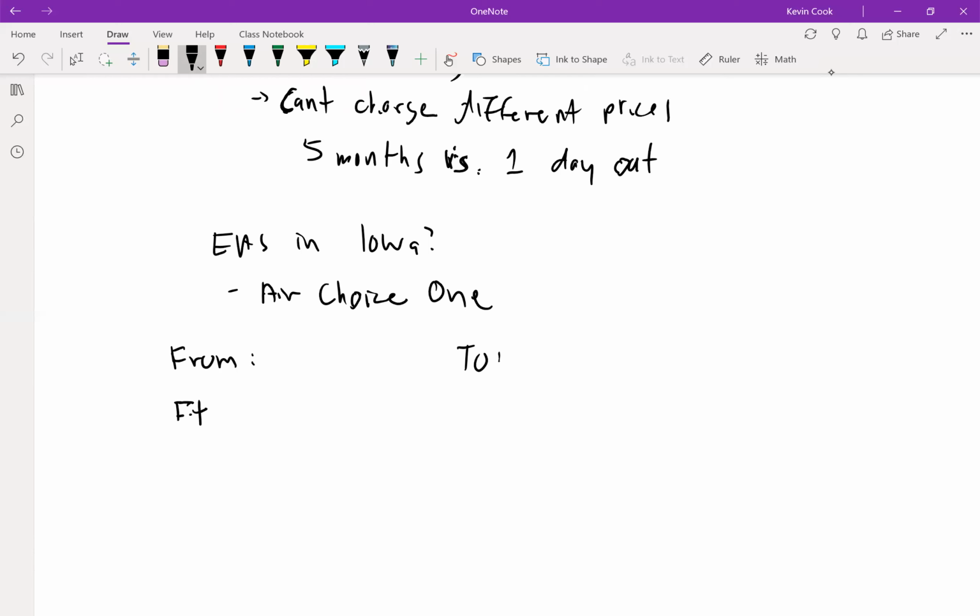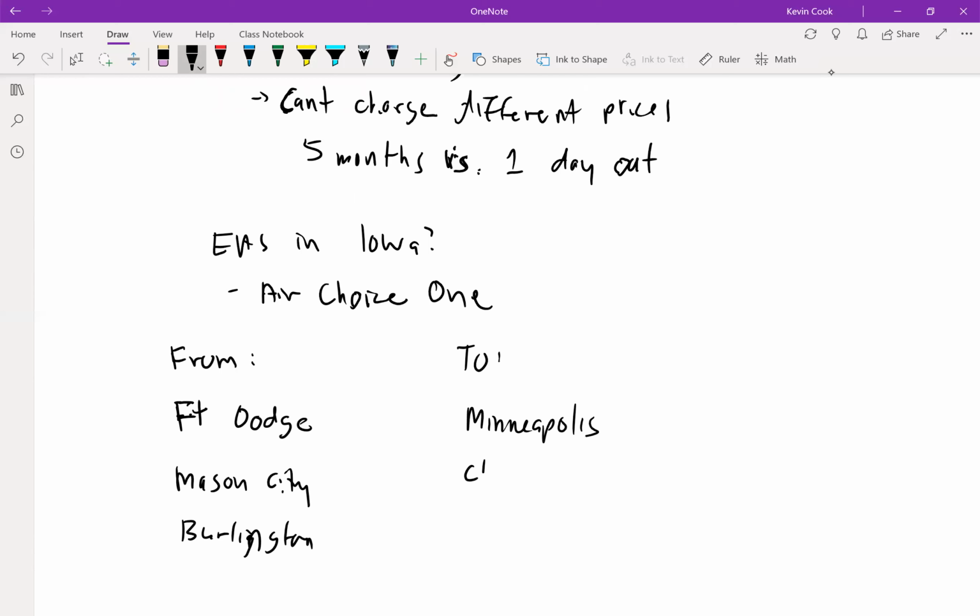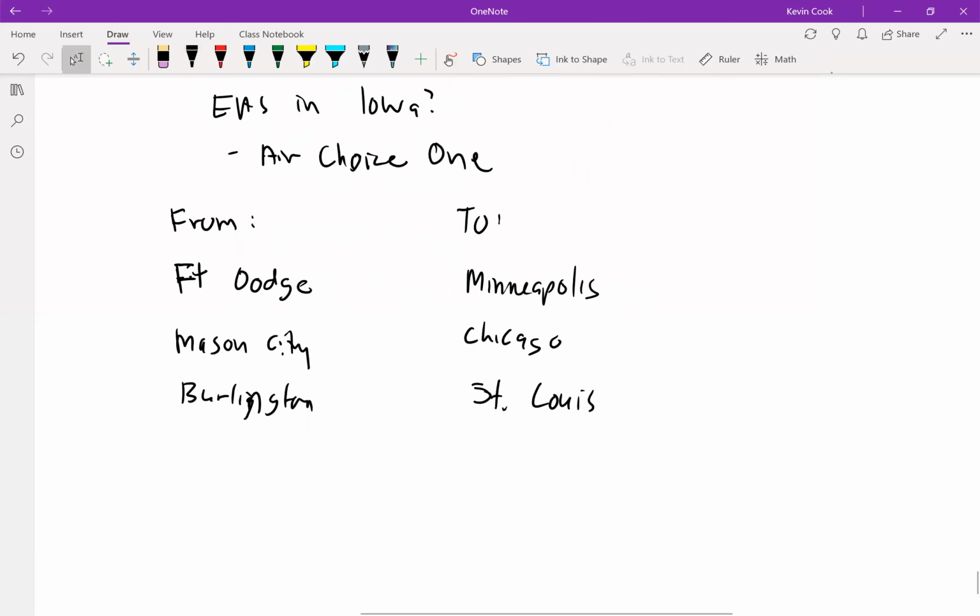So they have flights out of Fort Dodge, Mason City, and Burlington. And they'll take you to either Minneapolis, Chicago, or St. Louis. So you have these choices from Fort Dodge, Mason City, Burlington to either Minneapolis, Chicago, or St. Louis. And in general, their fares are either one way $30, $60, or $90.